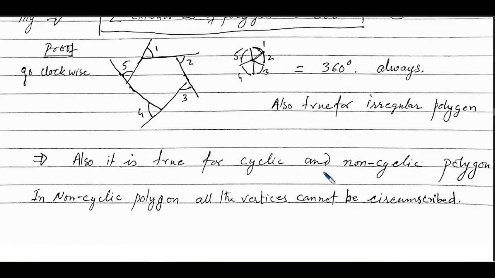Also, it is true for cyclic and non-cyclic polygons. What is cyclic? Cyclic is where all the vertices touch the circle, and non-cyclic is where vertices are not touching the circle. You can have some polygon where some of the vertices may not touch. You cannot draw a circle around it. We will come across this. In a non-cyclic polygon, all the vertices cannot be circumscribed.